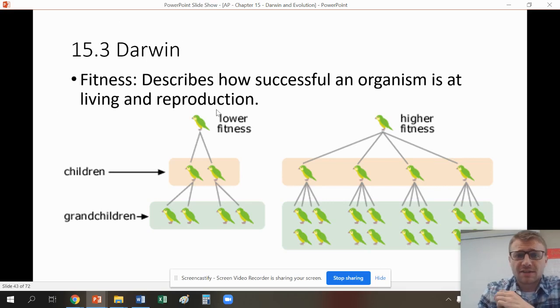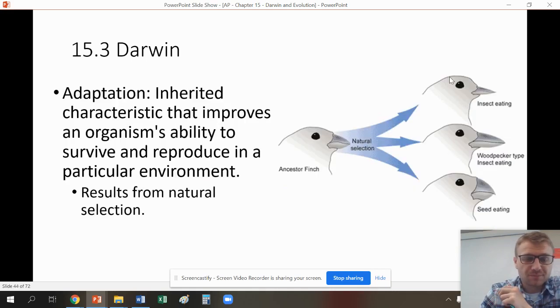What we basically call this is an organism's fitness. So how successful that organism is, not only living but also reproducing. So you can see lower fitness, lower amounts of offspring, higher fitness, more amounts of offspring. You can see what that leads to overall. An adaptation is an inherited characteristic that improves an organism's ability to survive. So for some reason there's a mutation, there's something going on, and you get this adaptation for a certain type of feature, and that adaptation will allow you to either survive more and reproduce more or survive less and reproduce less.